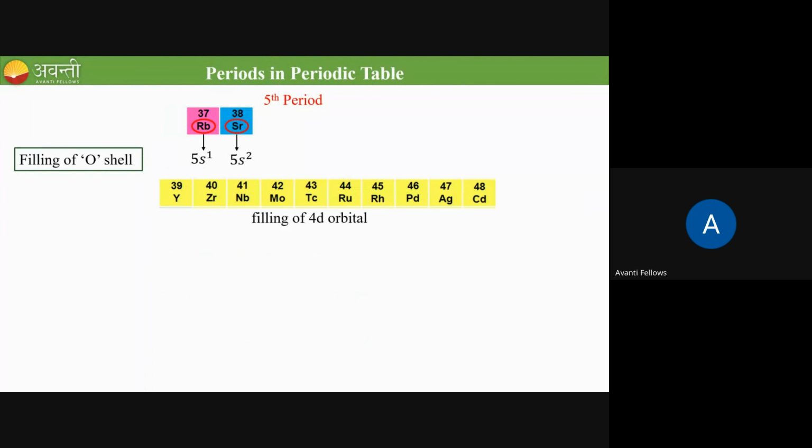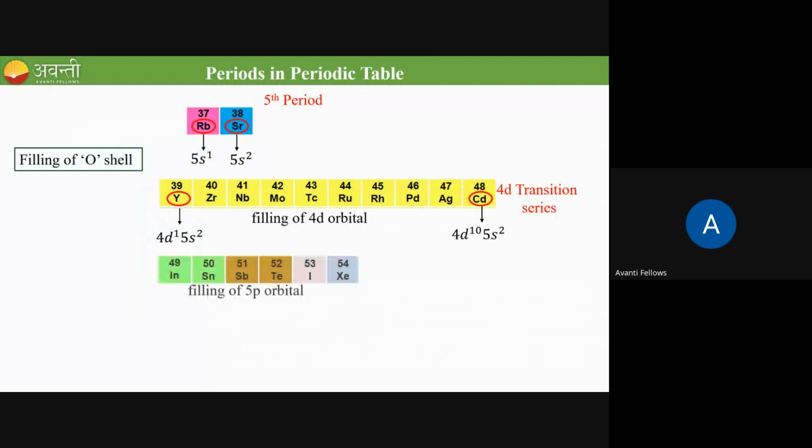Here the filling of the 4d orbital takes place. In the previous case, the 3d orbitals got filled, so here it is the 4d orbital. From 4d1 5s2 till 4d10 5s2 it ends. And these elements are called the 4d transition series. Got it? And some more 6 elements, with the filling of 5p orbitals also, take place. So here it starts from indium 5s2 5p1 and it ends with xenon 5s2 5p6.